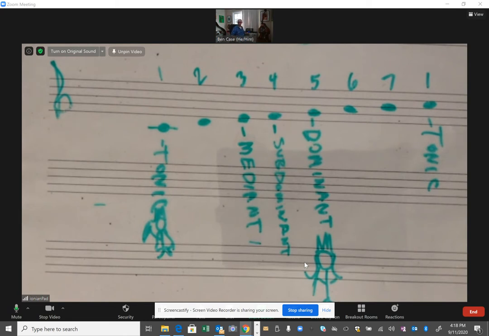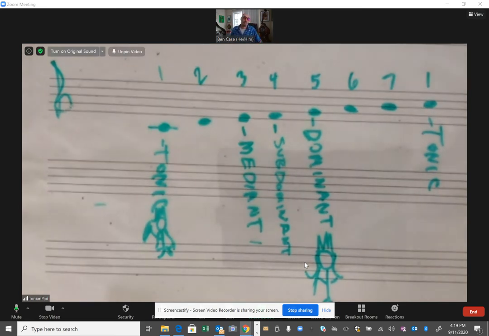Well, the answer is you can't really tell because you're missing that 3rd. But if I add the 3rd, oh, that's minor. Now, your ear may have been telling you major before because I was playing in C major, but then I flip that E and make it an E flat, and it makes it minor, right?